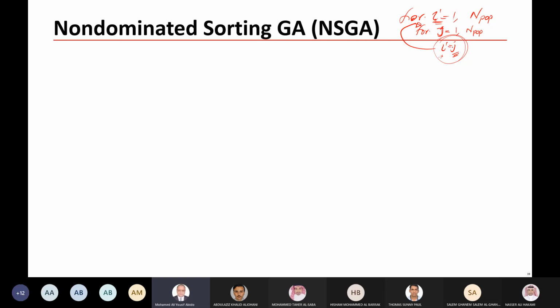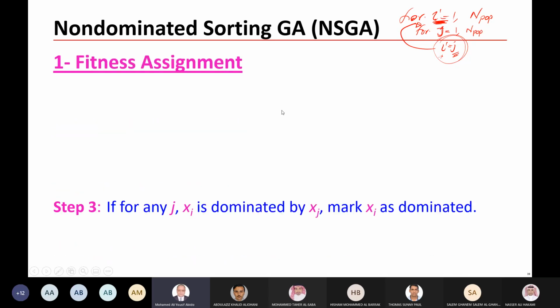And then you go to another j. If it is dominated also, you exclude it. You mark it as dominated and so on. You go for all the solutions. The solution that is not marked as dominated, this is the non-dominated solution. So these are identified as the non-dominated solutions.